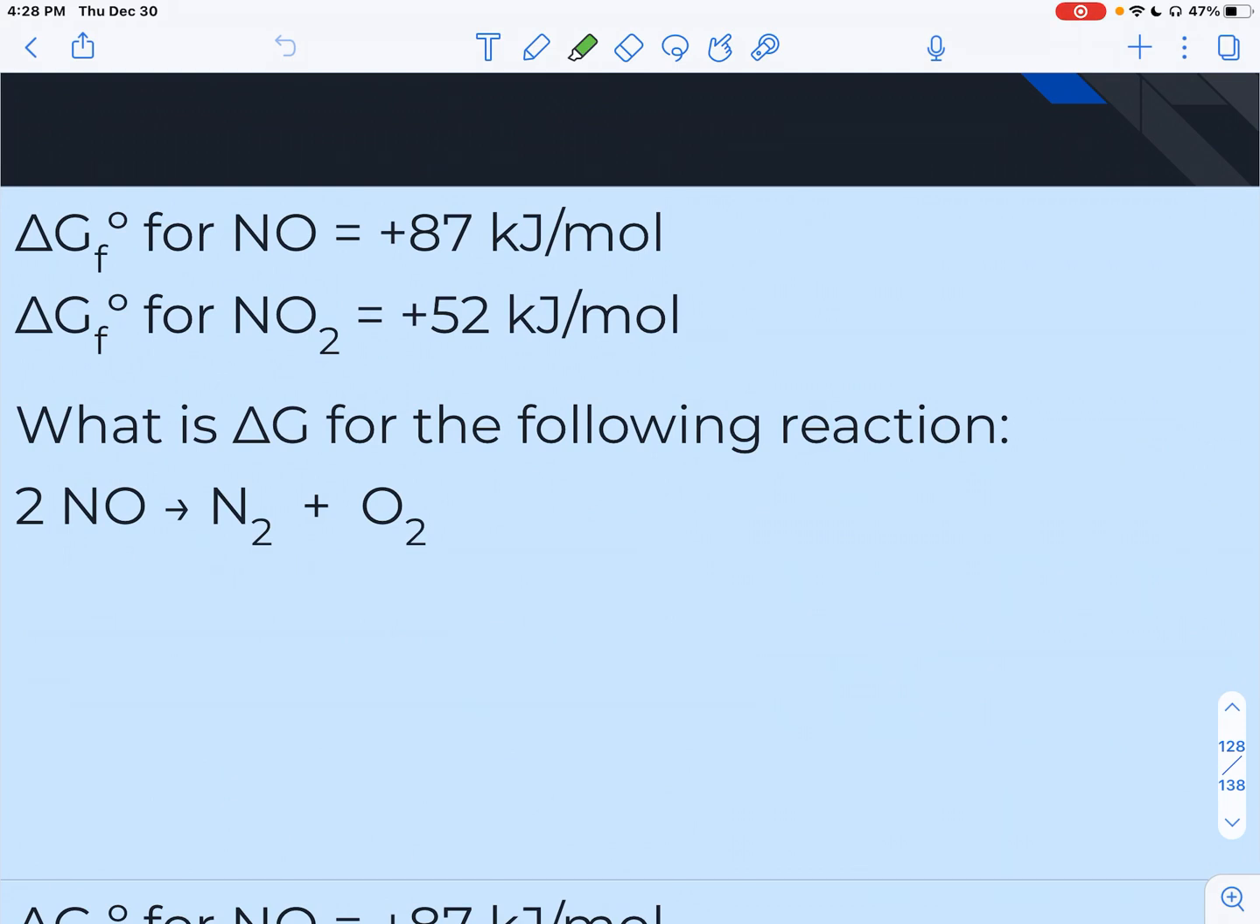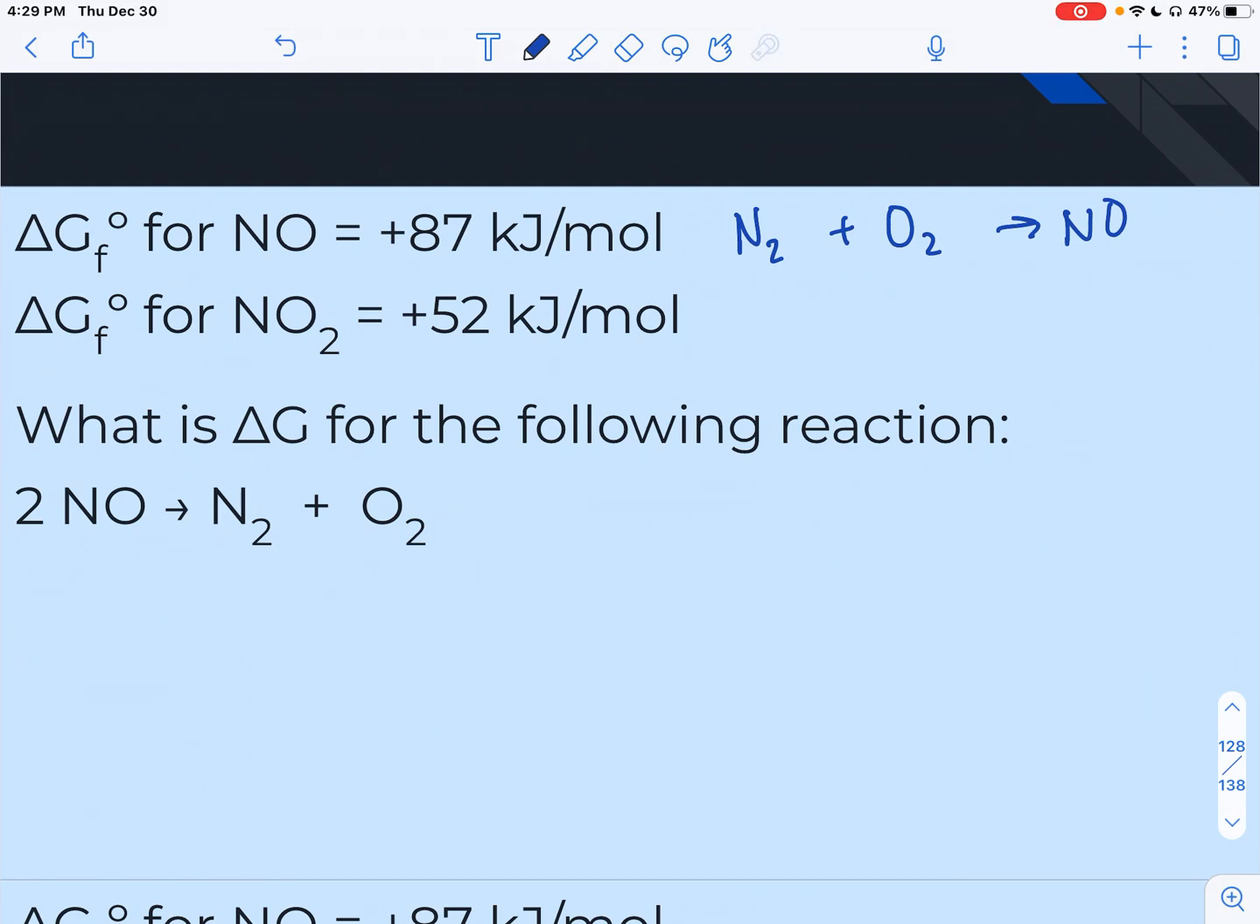So here we have just regular delta G. We are looking for delta G of this overall reaction, and we have delta G of formation for NO and NO2. So what you want to do here is write the formation reactions. Now remember, the formation reactions, this was a while ago, the formation reactions are always for 1 mole of whatever this substance is from its elements. Okay, so for NO, we'll have N2 plus O2 gives us NO.